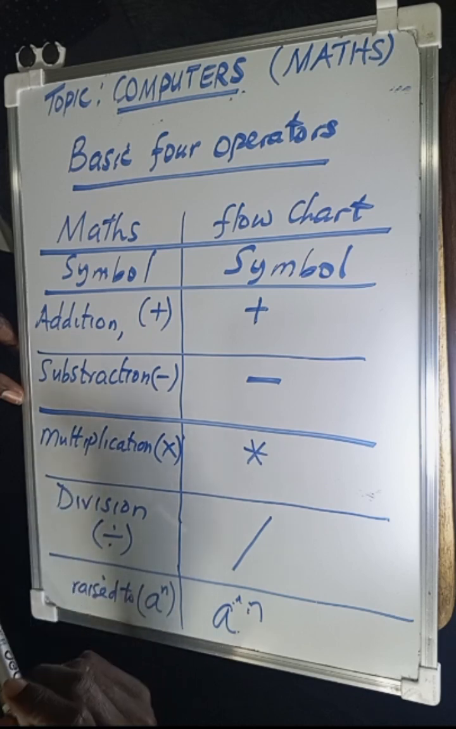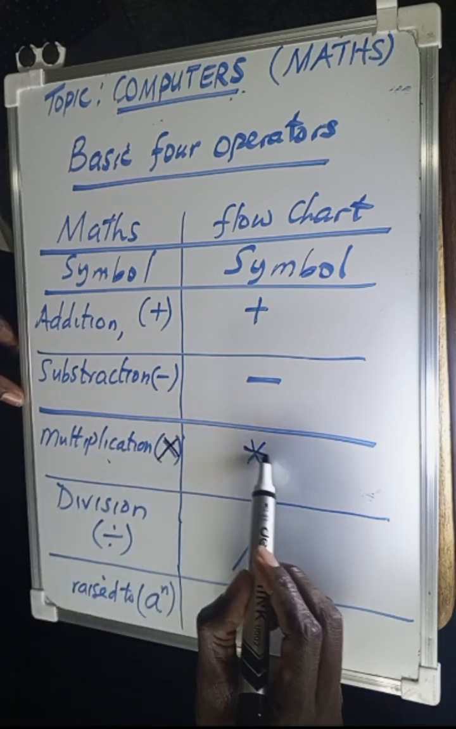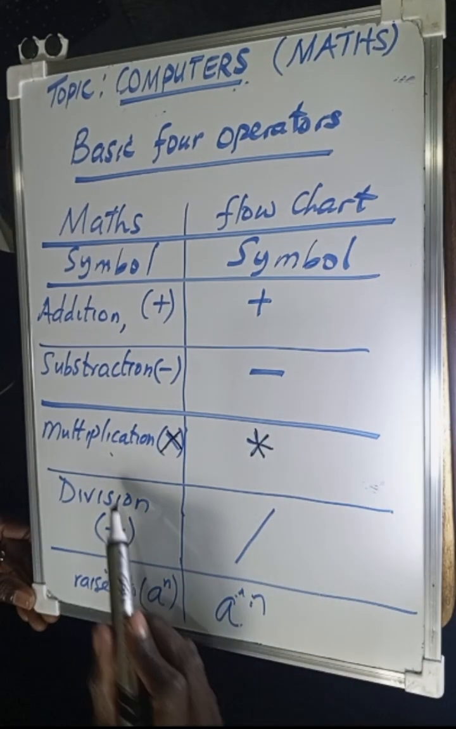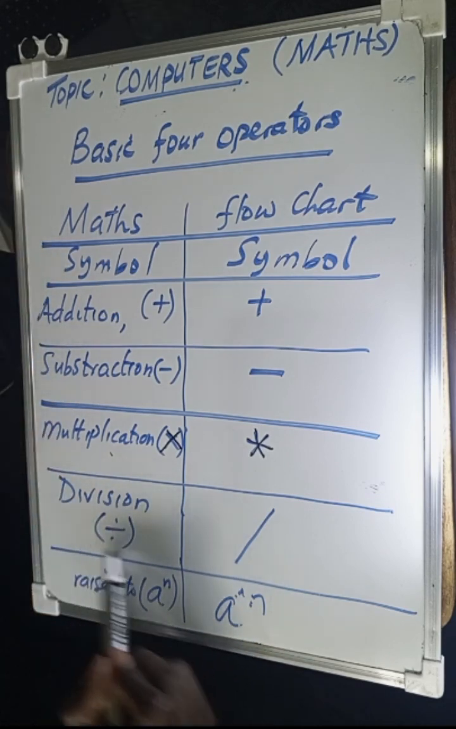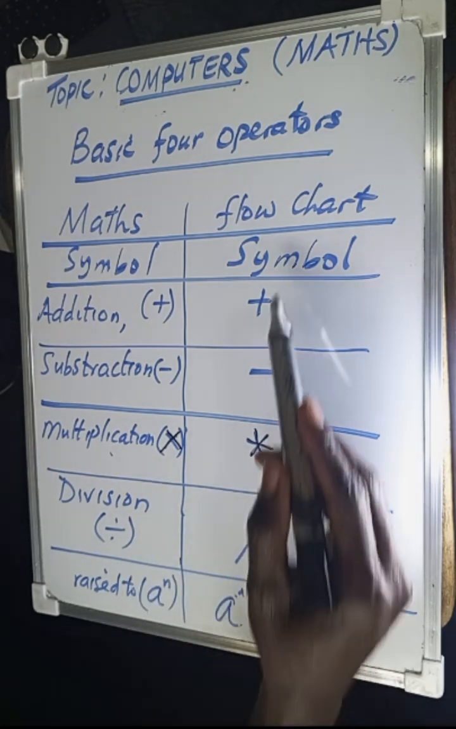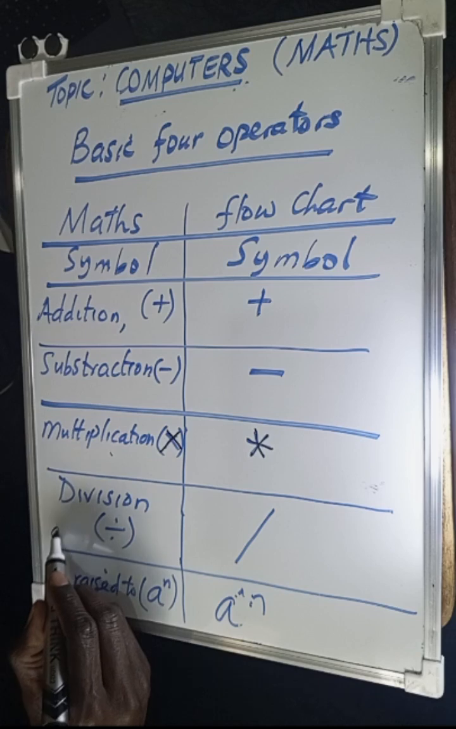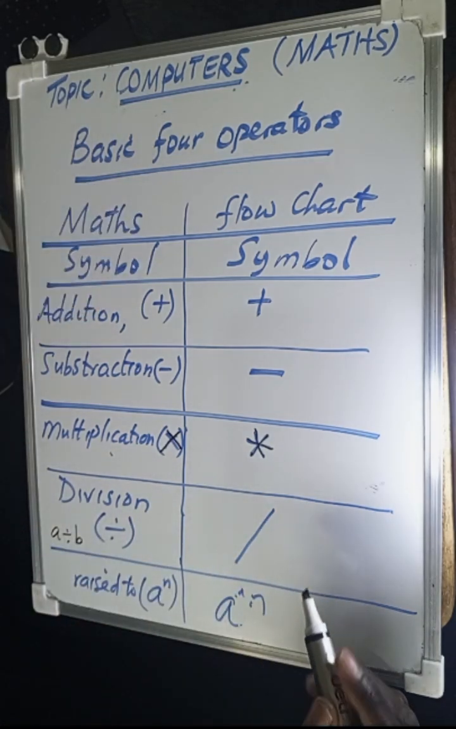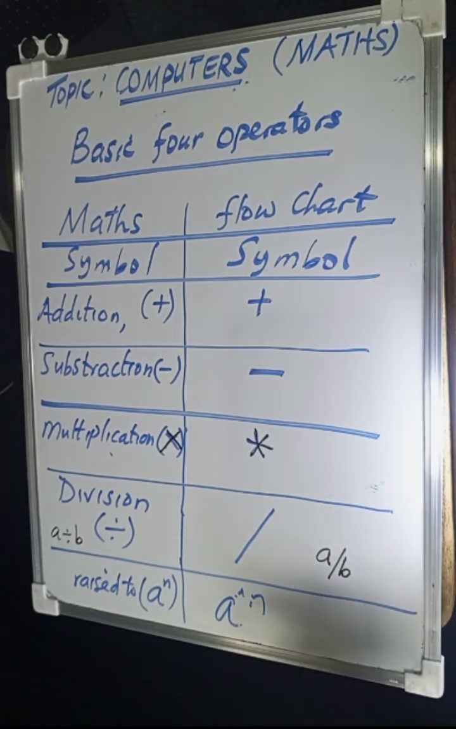For multiplication, it is different. Normally we use the cross symbol, but here we use what we are calling an asterisk or a star as you call it. Sometimes we also use division. Under basic mathematical operation, this is the division sign we use. But of course, under flowchart, we use what we are calling over. For example, if I've got A divided by B, under flowchart, under computers, we are going to write that as A slash B, or A over B. That's our division that we are going to write.